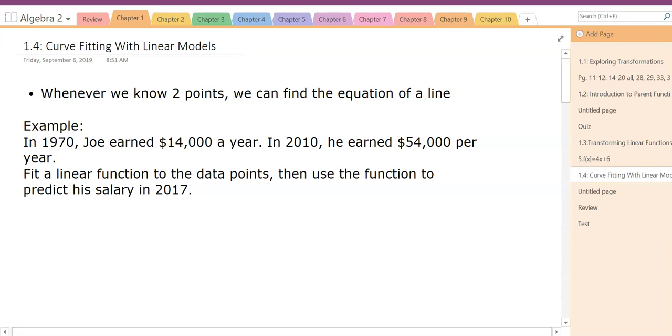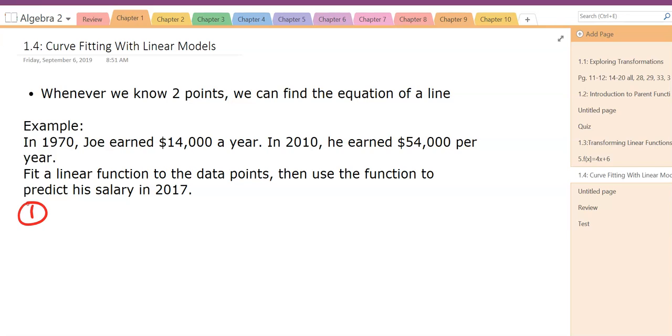In this first one, it says that in 1970, Joe earned $14,000 a year, and in 2010, he earned $54,000 per year. Fit a linear function to the data points, and then use the function to predict what his salary would be in the year 2017. So first of all, when you try to look at the problem, I'm going to break this into two main parts here. The first one is to use the data that they give you to try to write the equation. So you have to be able to look at the data and understand which numbers are representing my x coordinates and which ones are representing my y coordinates.